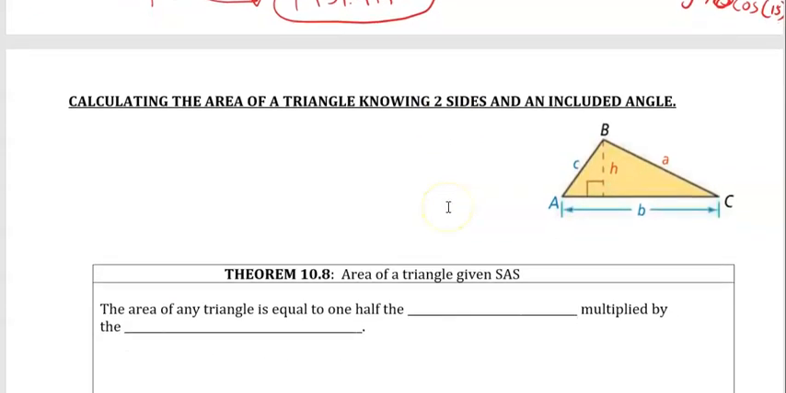Okay, let's move on. Now, what is one of the formulas we know for the area of a triangle? It is what? 1/2 base times height.